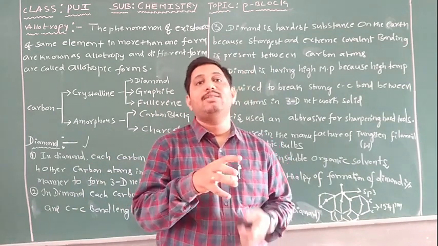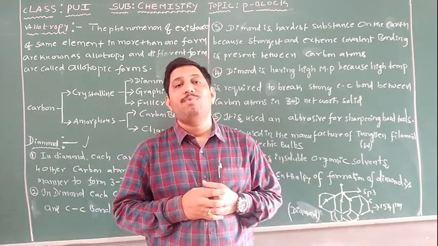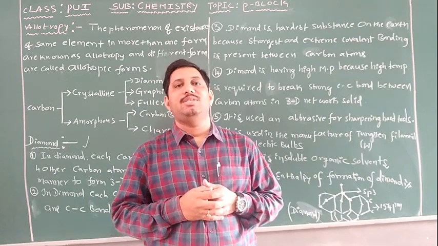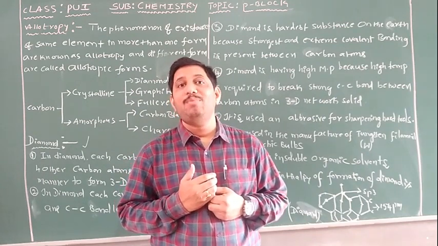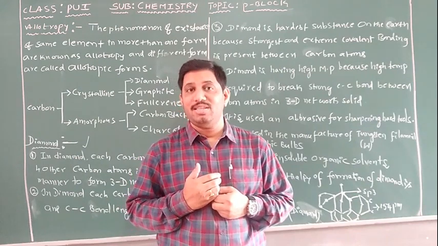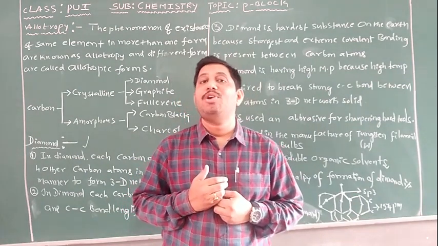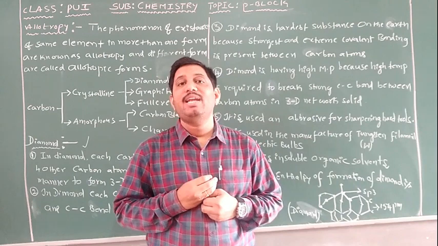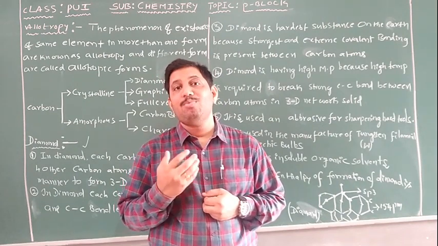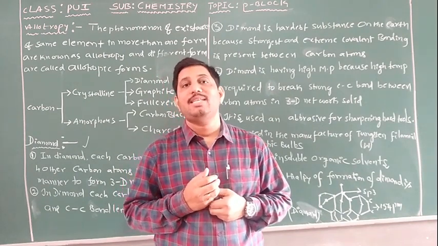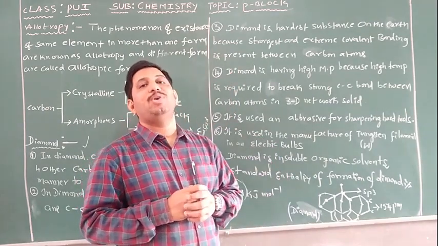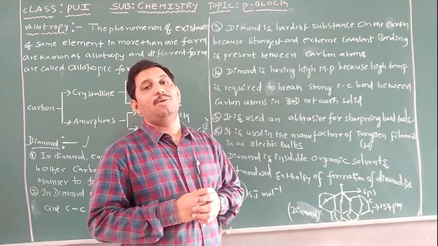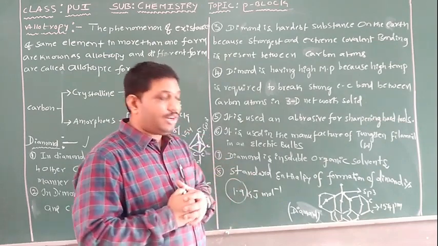The standard enthalpy of formation of diamond is 1.9 kilojoule per mole. Why? Because for the formation of 1 mole of diamond, some amount of energy will be released, that is known as enthalpy of formation. The amount of heat energy liberated when 1 mole of diamond is formed is known as enthalpy of formation. That is how much, student? 1.9 kilojoule per mole. These are the points regarding diamond, student.